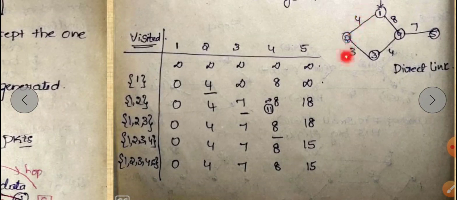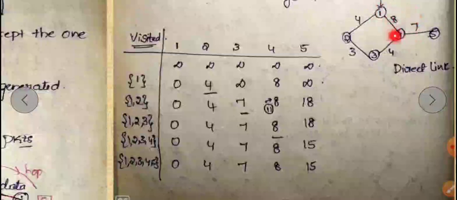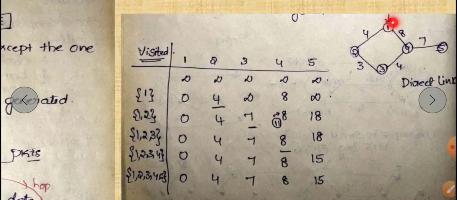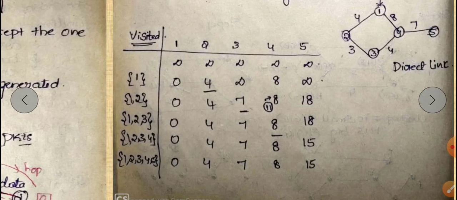Directly 4 plus 3 plus 4. What is the total value? 11. Instead of 11, I already gave the 1 to 4 connection as 8. So which is the smallest one? 8 is the smallest distance. So that's why here I have not updated 11, but I have kept only 8. So here you can see this via 2 path.